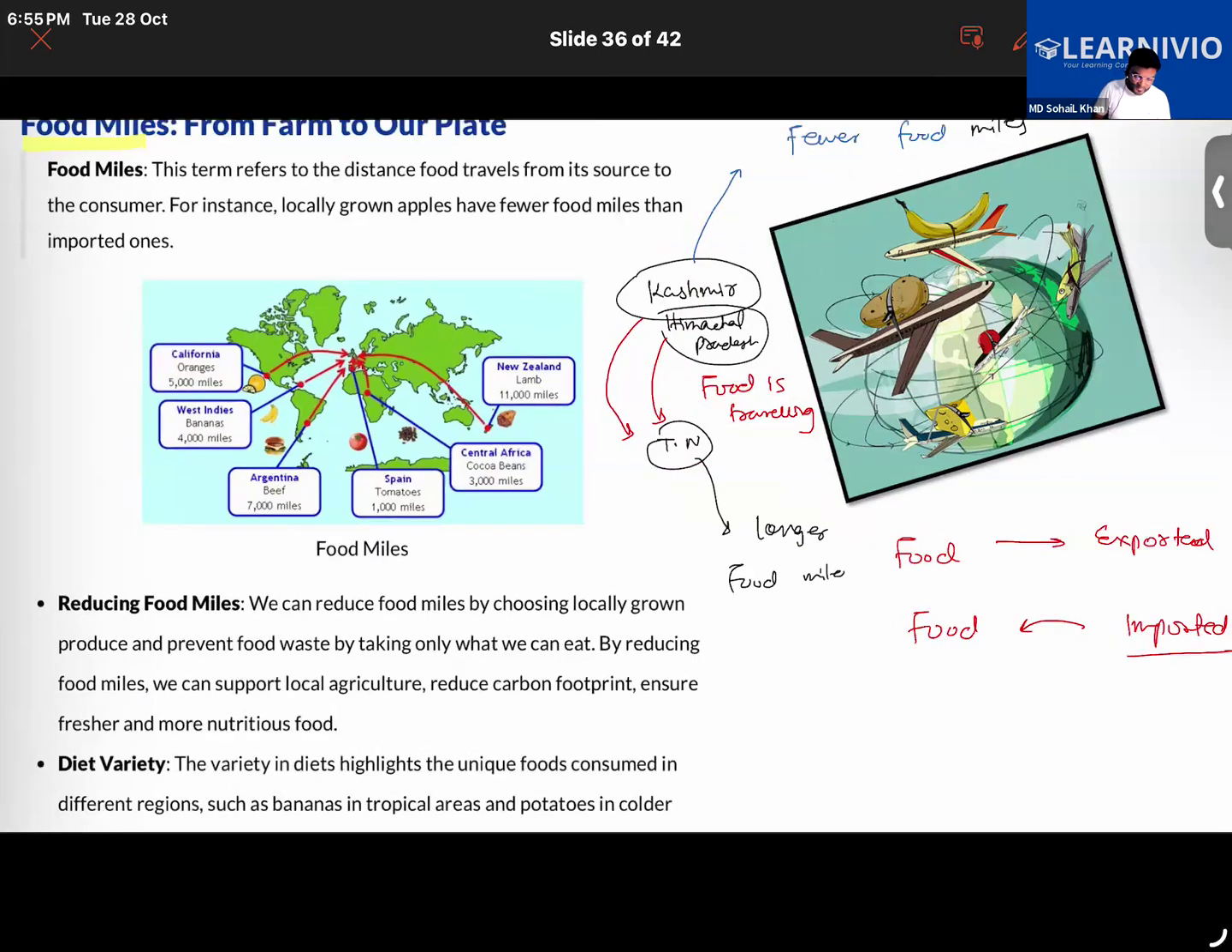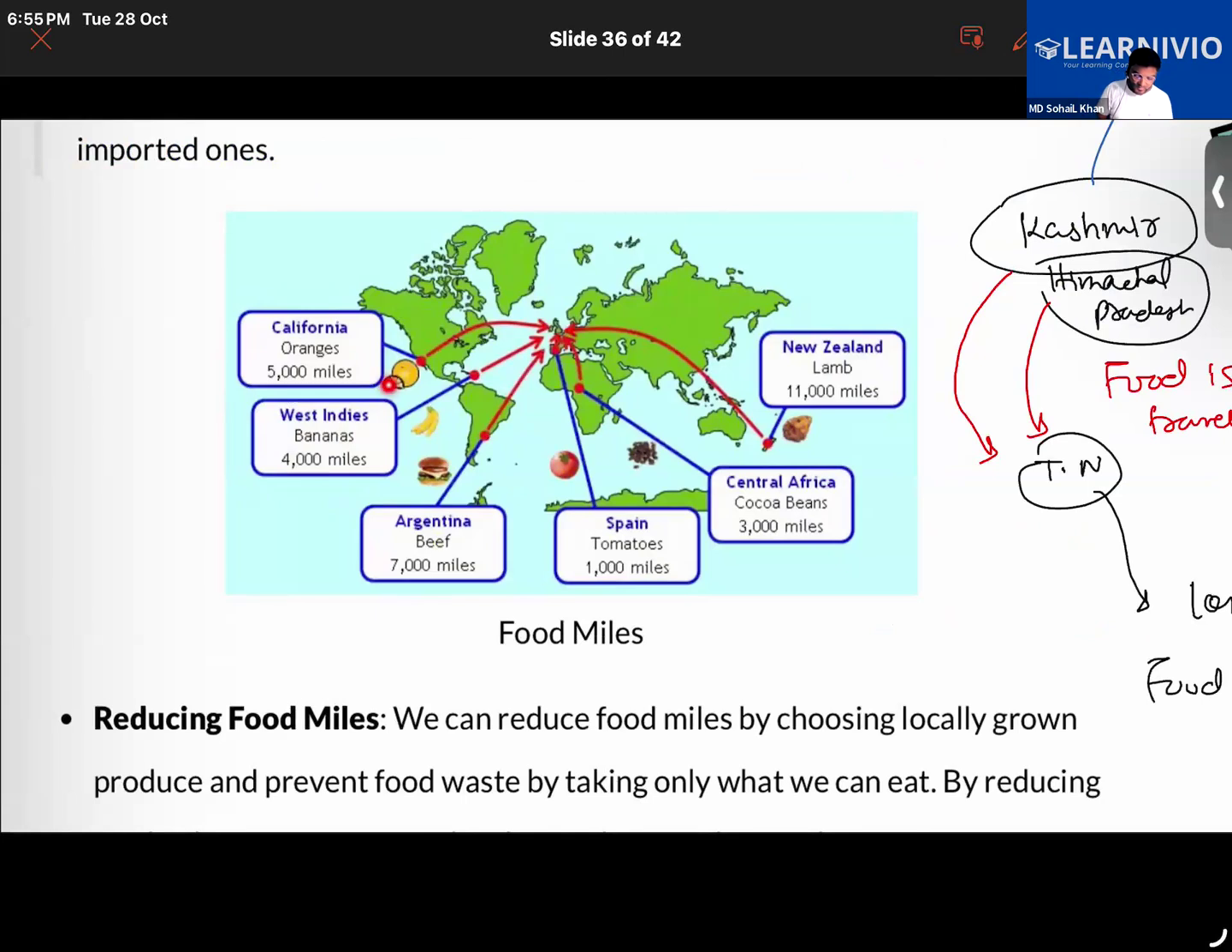Also, in some places, for example in California, oranges are produced, and from California they go all the way to Europe. Just like in the West Indies, bananas are well grown, but they have to travel 4,000 miles. Like in Spain, tomatoes are grown, but they have to travel over 1,000 miles.